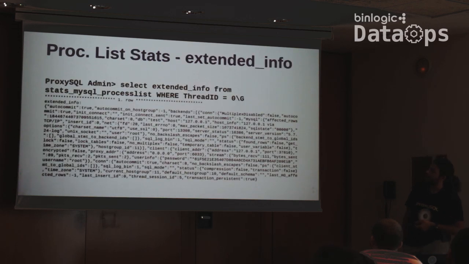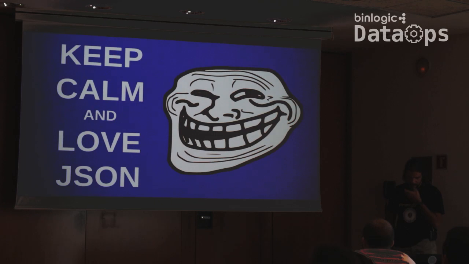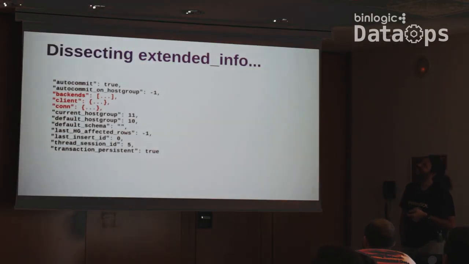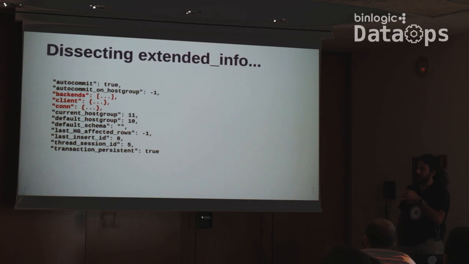So let's show an example. This is how it looks. Basically from the table stats_mysql_processlist, where creating equals 0. Of course, this information is not very useful as is, but you can change the way it is expanded, so you can actually read it more easily. Here specifically it shows that you can have information about autocommit, which one is the current hostgroup, which one is the default schema, the last insert ID.